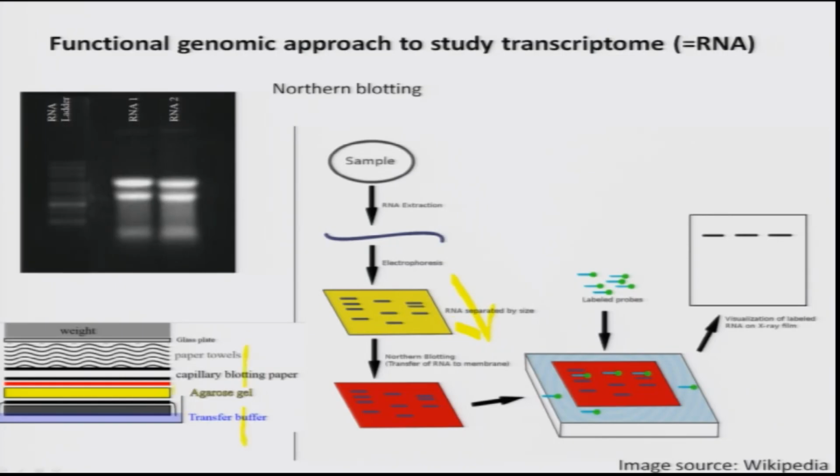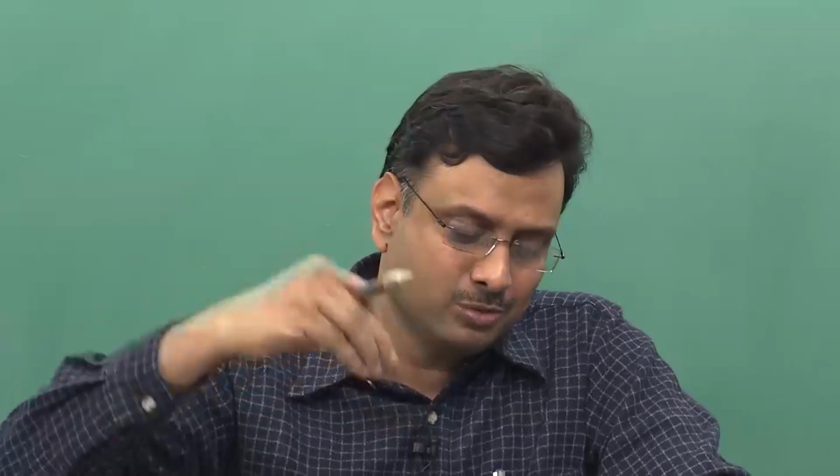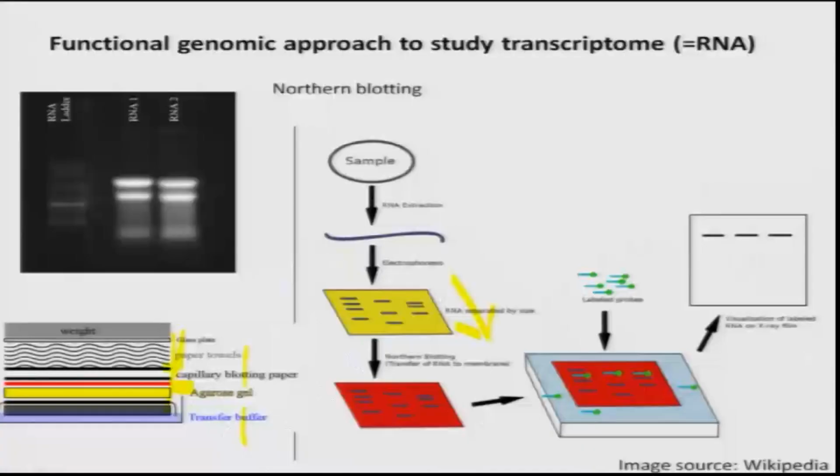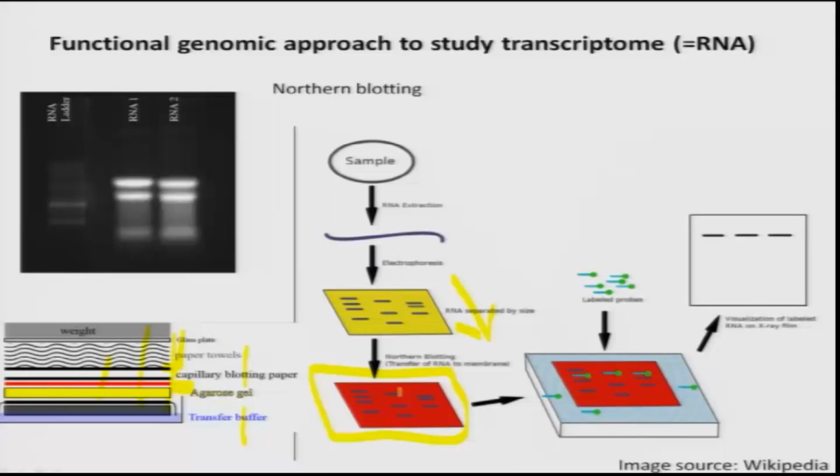You have the agarose gel here, and then you have the membrane, and then you have these paper towels, which have a capillary power. It just pulls the salt solution from here. As the salt solution passes through the gel and the membrane, it carries the RNA with it, but the RNA cannot go beyond the membrane, it is stuck there, whereas you are able to transfer that. That is the way you are able to get the separated RNA on the membrane.